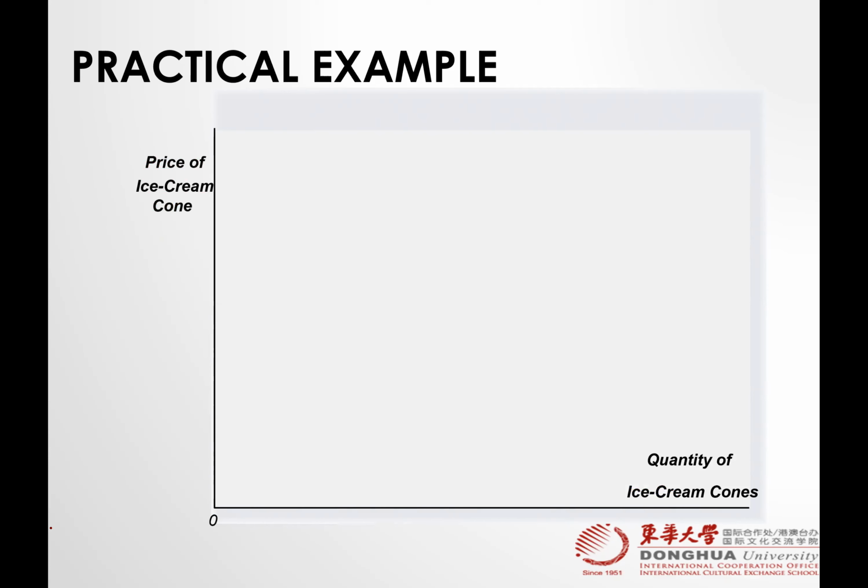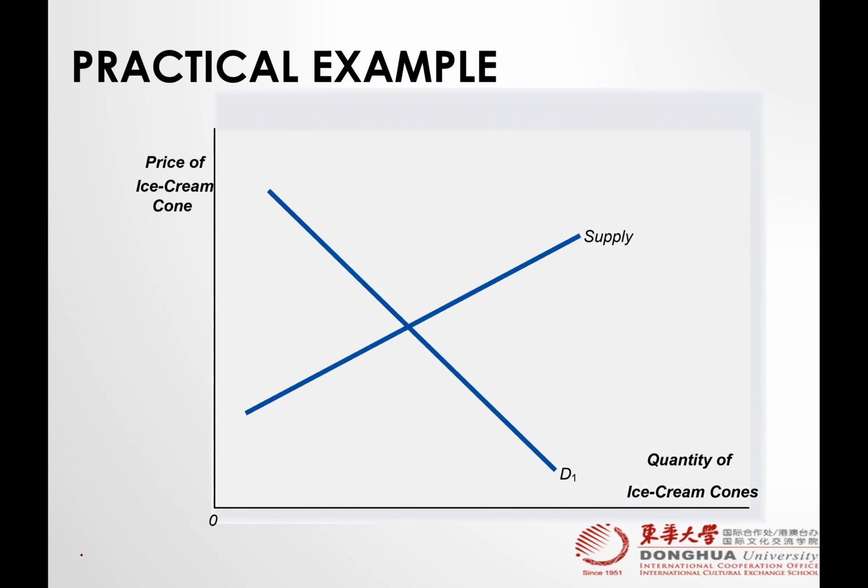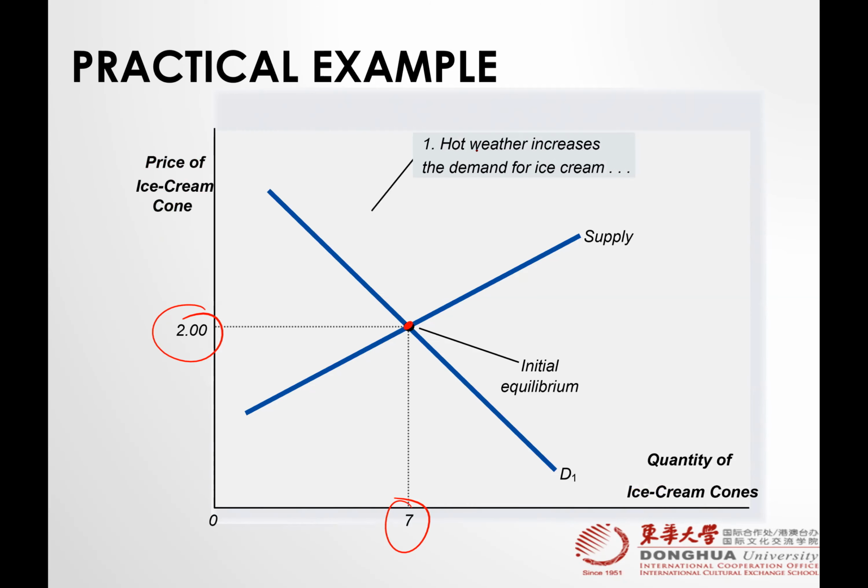So we have a market of ice cream. Here we go. So this is the market of ice cream. And right now we are here, right? Buyers are buying, sellers are selling at this point. What happened here? This is the initial one. In the market supply is 7, market price is 2. What happened right now? Hot weather increases the demand for ice cream.